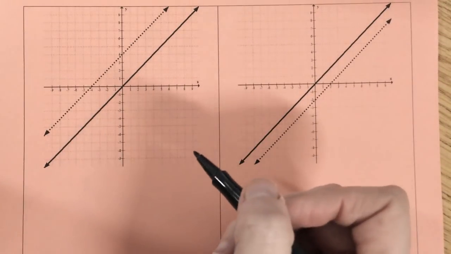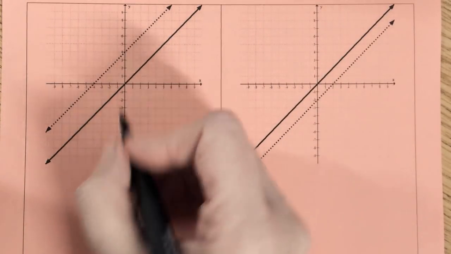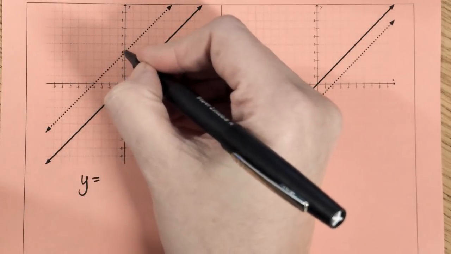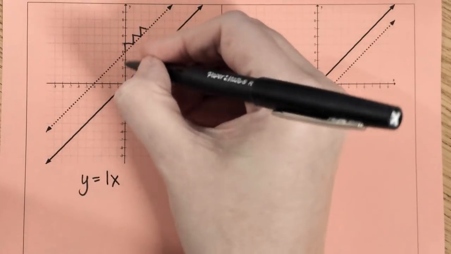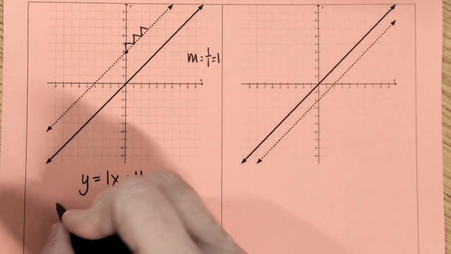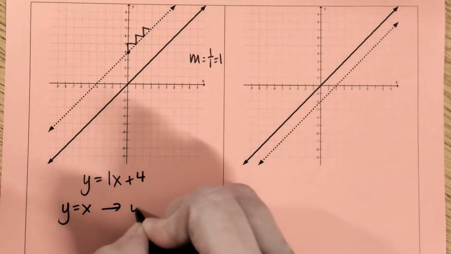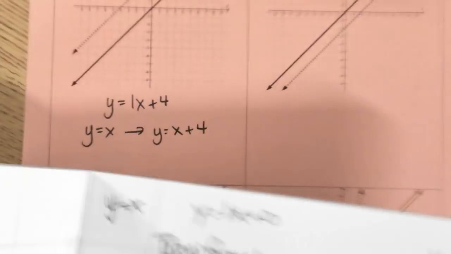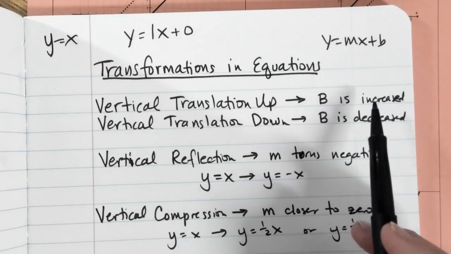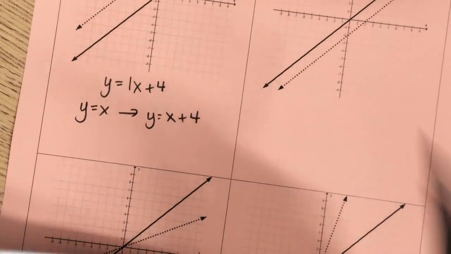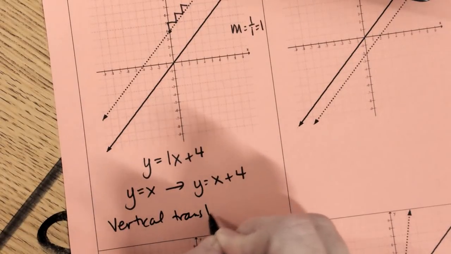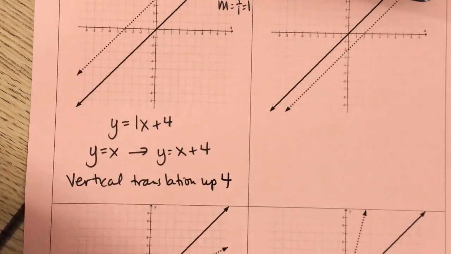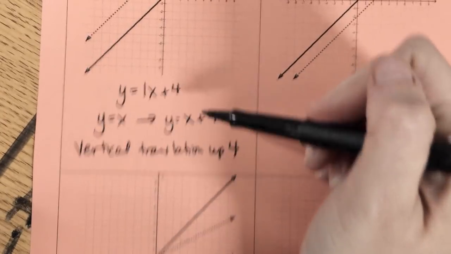Okay. So if I look at this one, here's my parent function. If I write the equation of this line, y equals, my rise is 1, run is 1, so my slope is 1 over 1, which is 1. So it's 1x. My y-intercept is positive 4. So from my parent function, I went from y equals x into y equals x plus 4. Well, I know from the notes that I just took, if my b is increased, it went from x plus 0 to x plus 4, that means I have a vertical translation up. So this is a vertical translation up 4. Okay? So I'm just graphing what I see, and I can confirm from looking at the graph that this equation is vertically translated up 4.